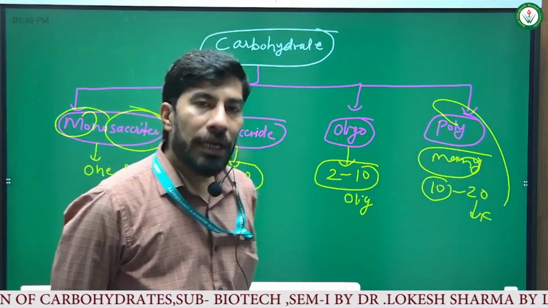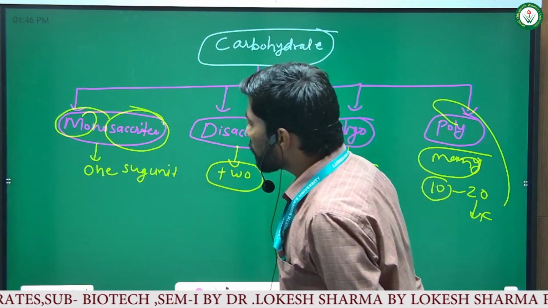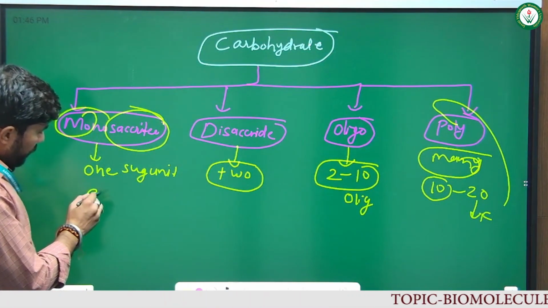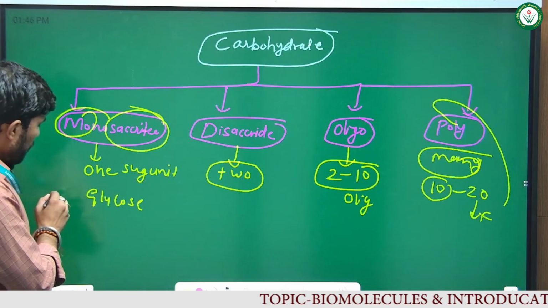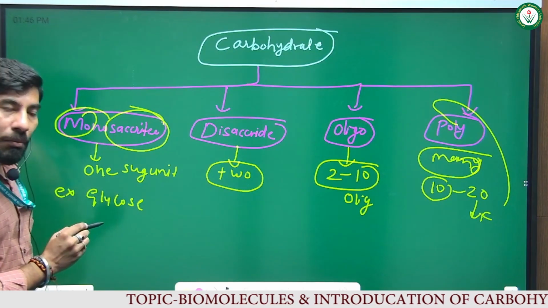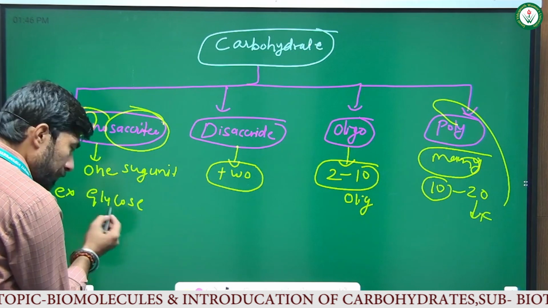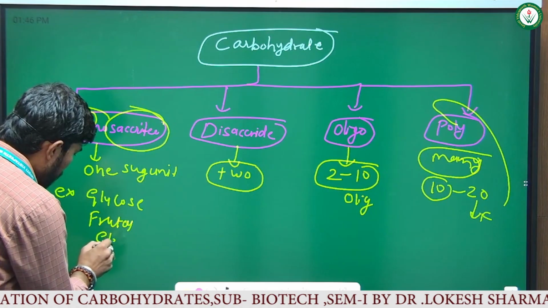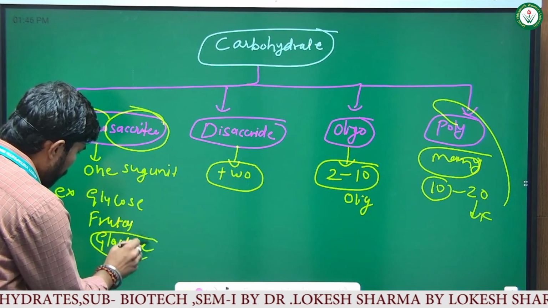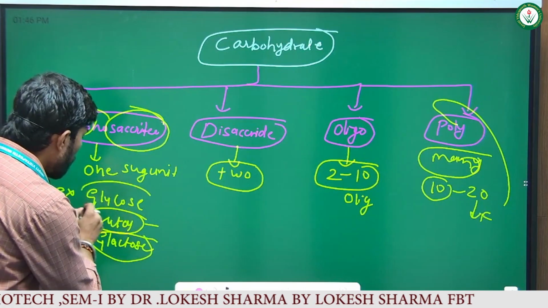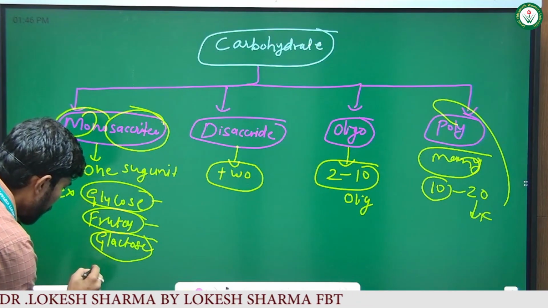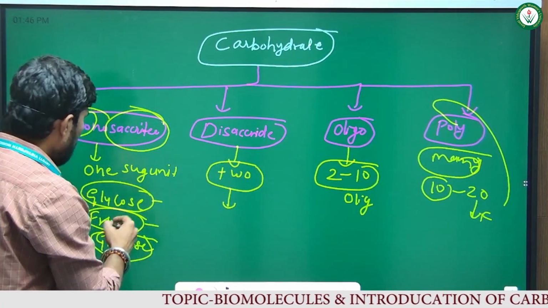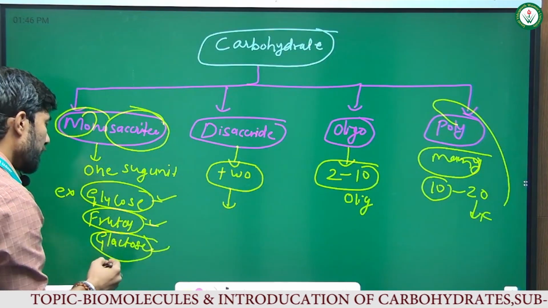So oligosaccharide, monosaccharide, disaccharide. Some of the most prominent examples of monosaccharide, we already know about glucose. Glucose is a monosaccharide. We can also take the example of fructose and galactose. Galactose is known as milk sugar. Fructose is known as cane sugar, sugar cane. Glucose. Then we will discuss another example. These are the basic examples: fructose, galactose, and glucose.